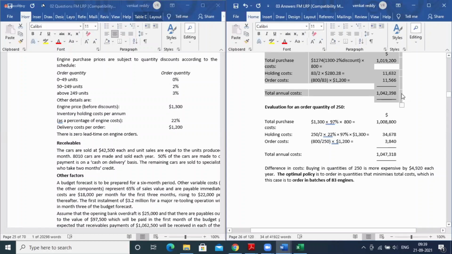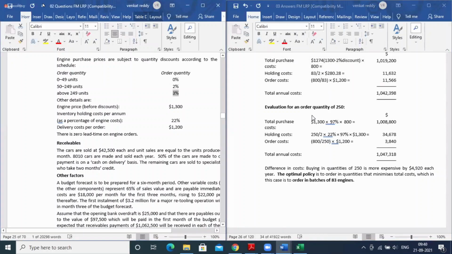For calculating the order cost, first the purchase cost. The price of the engine is 1300, but if you are ordering more than 249 units, how much discount are they giving? 3%. So 1300 into 97% into the demand of 800 machines. So this is the value of the purchases.